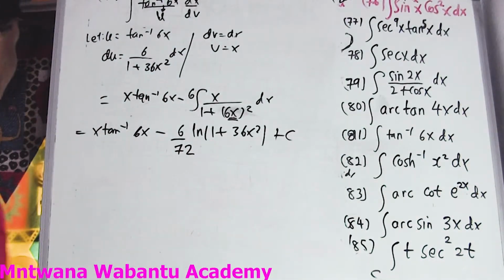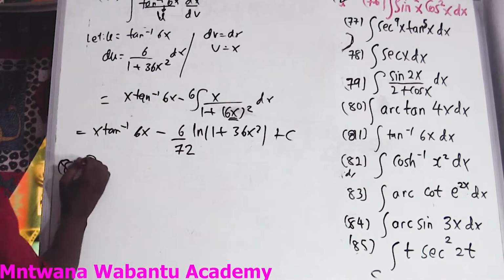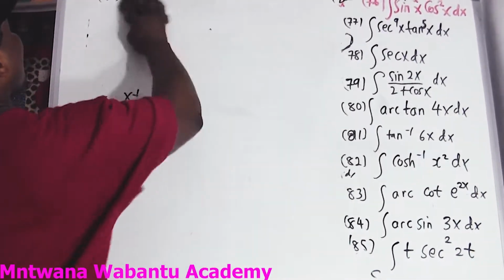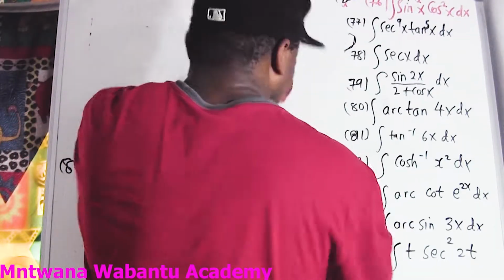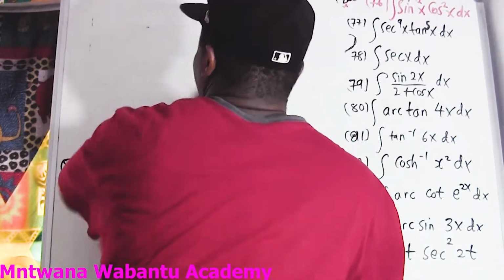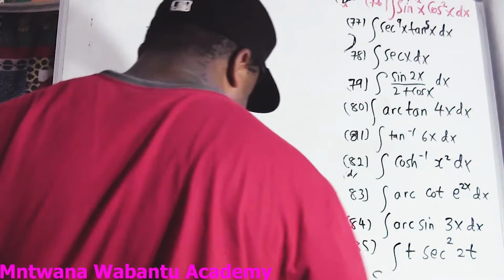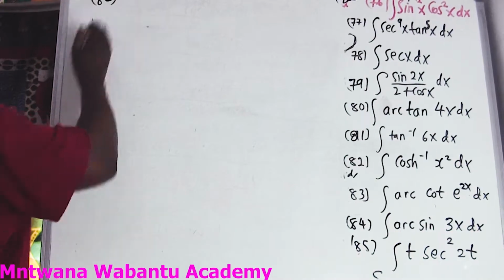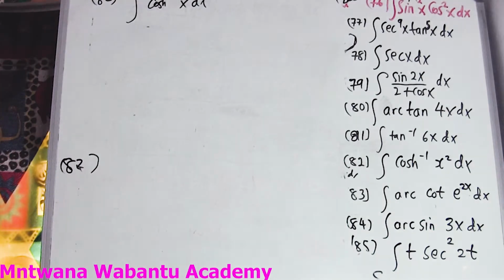Okay, now let's go for the next one. Question 82. So this is cos. For cos, we do the same strategy. Let me just make a space here. Okay, cool. Now we go to question number 82: integral of cos inverse dx.